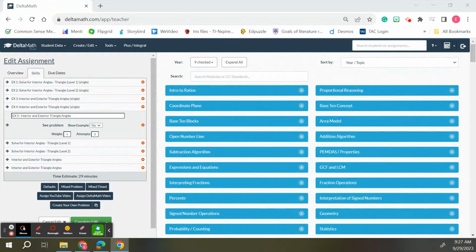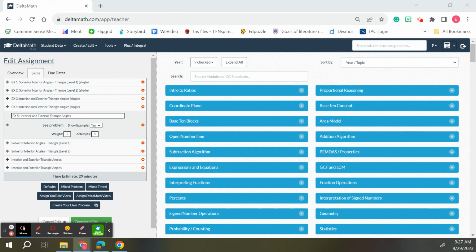Okay, so there's a couple of things I want to go over with you guys real quick that I just want you to take a look at so that this way you understand where some of this is coming from. So the first thing we're going to talk about is the triangle sum theorem.